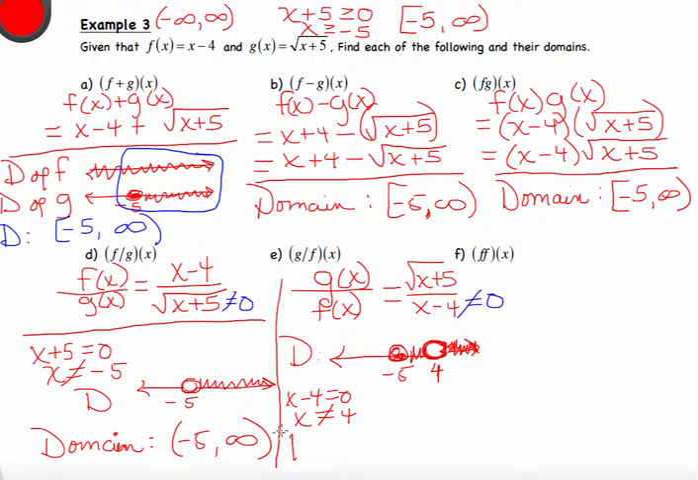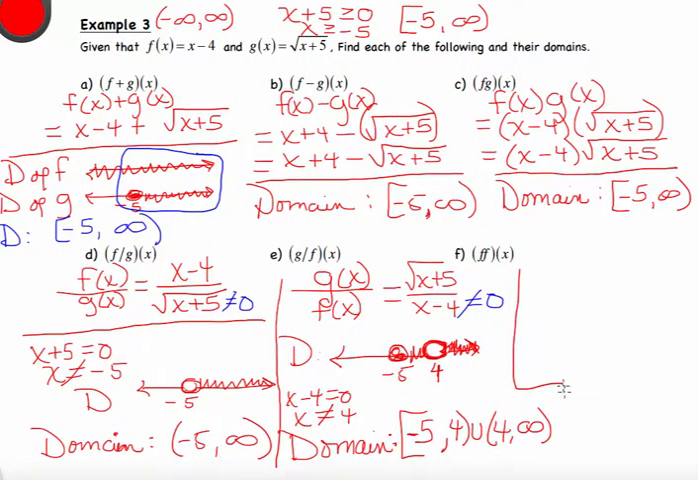All right, so the domain that we have for this is going to go from negative 5, including negative 5 again, up to 4. And then we need to skip over 4 and go to infinity.